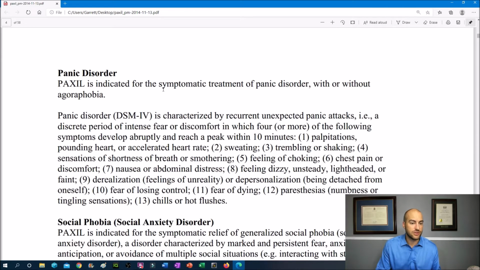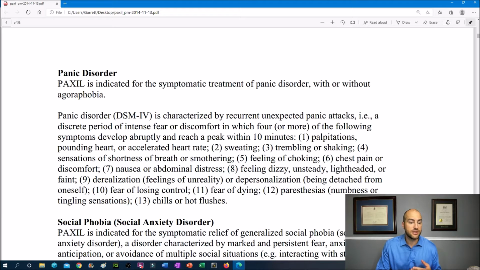Now for panic disorder. Paxil is indicated for the symptomatic treatment of panic disorder, with or without agoraphobia. Now, panic disorder in the DSM-4 is characterized by recurrent, unexpected panic attacks, i.e., a discrete period of intense fear or discomfort in which 4 or more of the following symptoms develop abruptly and reach a peak within 10 minutes.